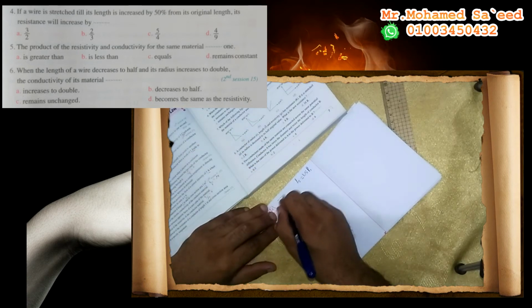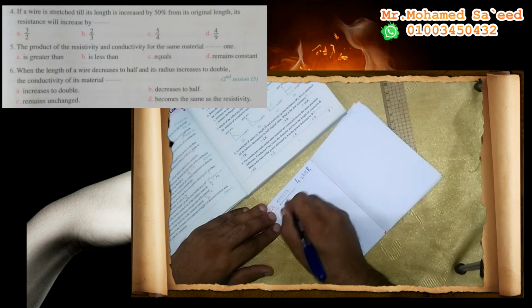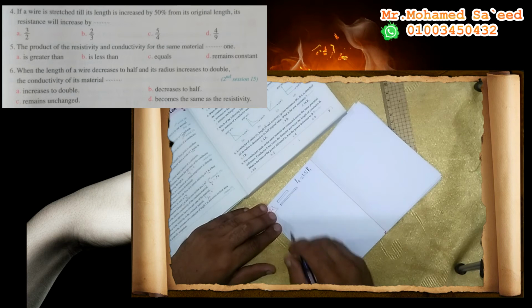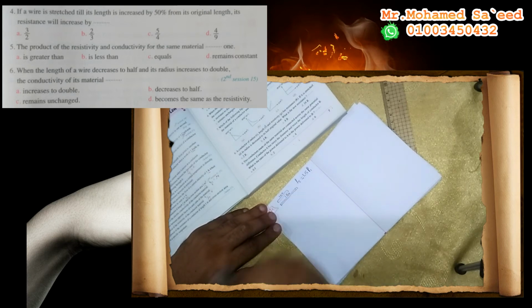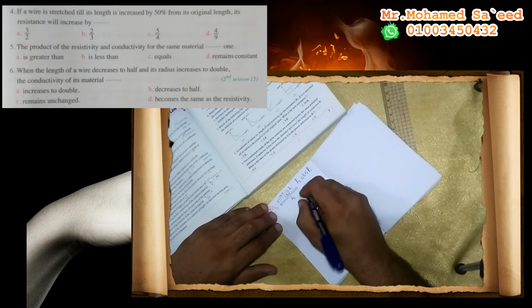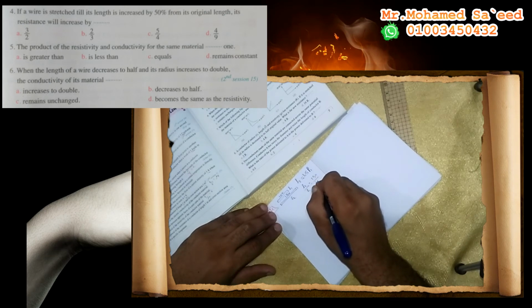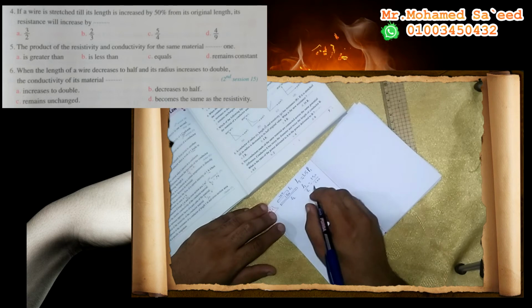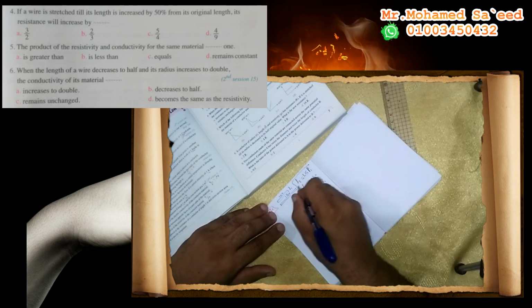The first length, for example, 100 centimeter, the new length increased by 50% of its magnitude. So if it is 100, the new length is 150. So L2 over L1 equals 150 over 100, which means 1.5. L2 equals 1.5 L1. Okay?